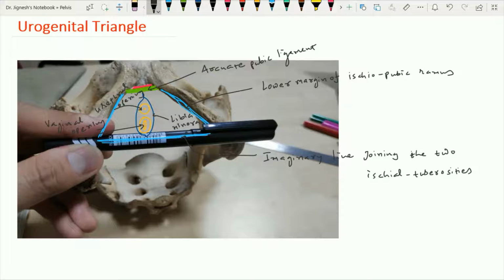One is the urethral opening and one genital opening, that is the vaginal opening. And in case of male, the urethral opening and the genital opening both are the same as the urethral opening. So this triangle is called the urogenital triangle because of the openings present within this triangle.